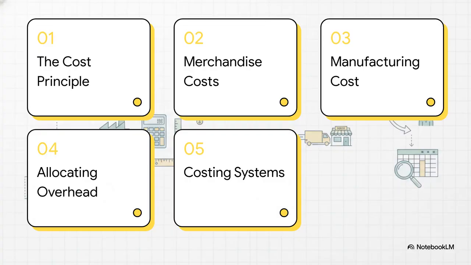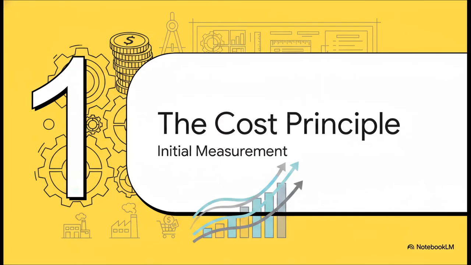Here is our roadmap for today. We'll start with the cost principle, then look at merchandise inventory costs, the manufacturing cost formula, allocating manufacturing overhead, and finally, wrap up with manufacturing costing systems. All right, Section 1, the cost principle.